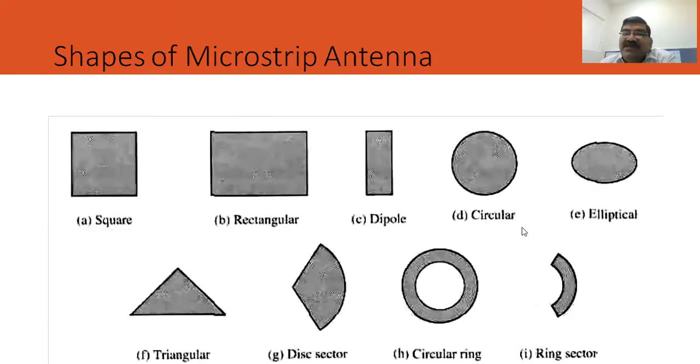There are various shapes of this microstrip antenna, not limited to only these shapes. There are various other shapes of the microstrip antenna. These are the basic ones: square, rectangular, dipole, circular, elliptical, triangular. There is disc, circular ring, and ring sector. So these are some of the common ones.